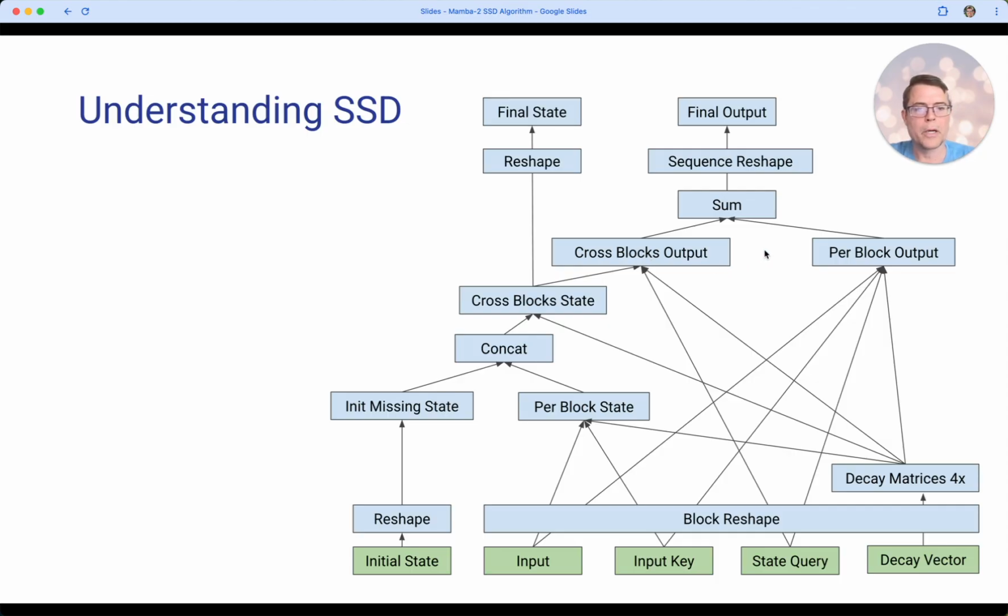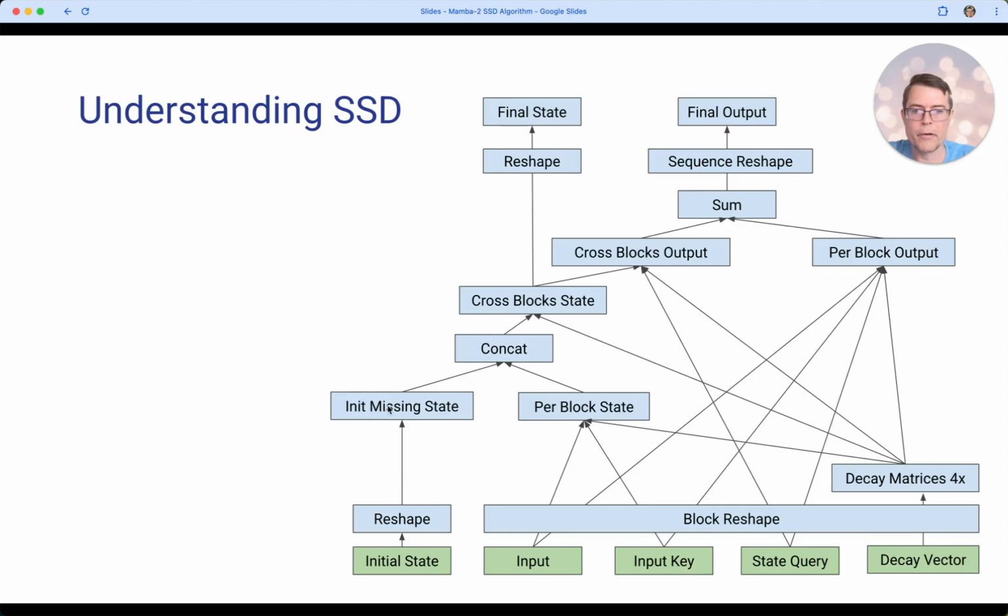And then they do some careful math in the paper to show that you can decompose the system this way, and you can add the per-block output and the cross-block output together, and that is equivalent to processing token by token. So it's mathematically correct, but you get a large constant speedup. Maybe your blocks are 64 tokens long, so you can get a factor of 64 improvement in the parallelism. So you calculate your per-block output. You calculate your per-block state.